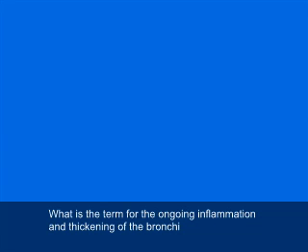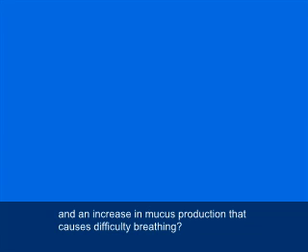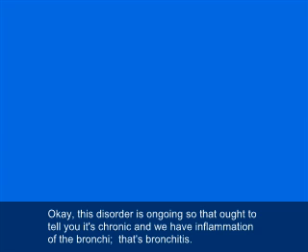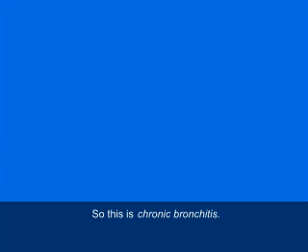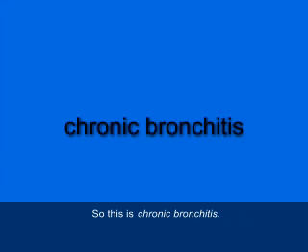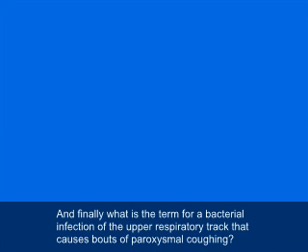And what is the term for the ongoing inflammation and thickening of the bronchi and an increase in mucus production that causes difficulty breathing? Okay, this disorder is ongoing, so that ought to tell you it's chronic. And we have inflammation of the bronchi, that's bronchitis. So this is chronic bronchitis. CHRONIC BRONCHITIS. And finally, what is the term for a bacterial infection of the upper respiratory tract that causes bouts of paroxysmal coughing?